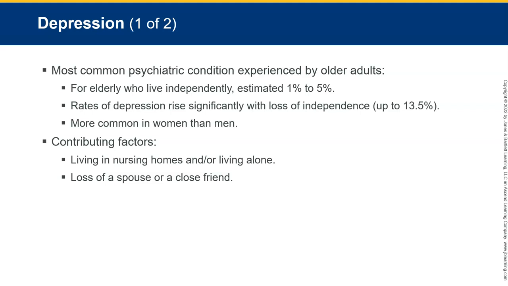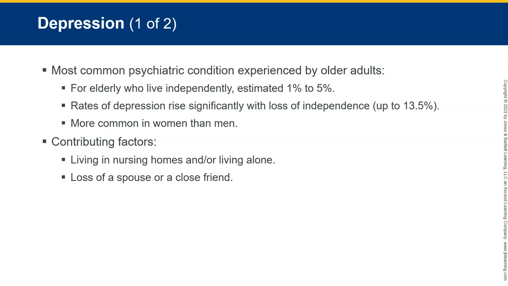Now, depression, most common psychiatric condition experienced by older adults. So for elderly who live independently, it'll tell you that 1 to 5% of the 65 or older population has depression. Rates of depression in older adults rise significantly with the loss of independence. For those who lose independence, 13.5% of those who require home health care are depressed, and 11.5% of hospital patients. It's more common in women than men.